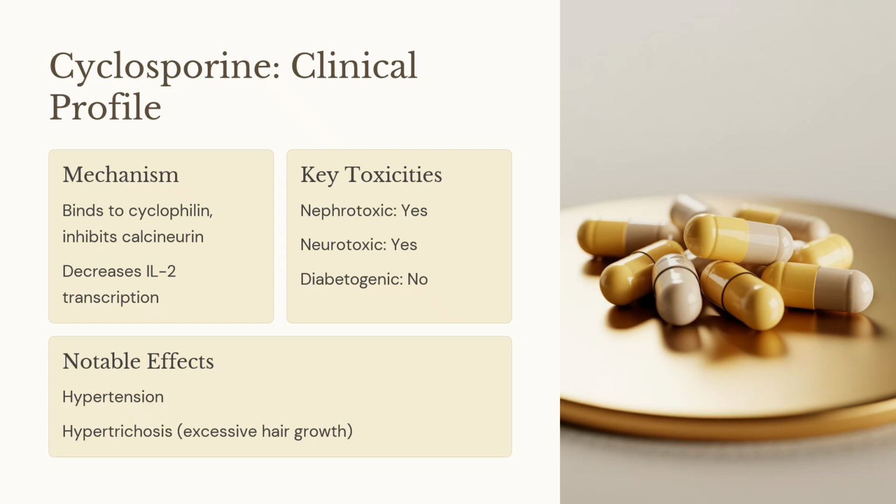Let's see how the cyclosporine acts. Cyclosporine will bind to cyclophilin. So what is a cyclophilin? A cyclophilin is a cytoplasmic protein. So what is the role of the cyclosporine cyclophilin complex? They will bind the calcineurin. Now what is calcineurin? The calcineurin is a calcium calmodulin dependent serine threonine phosphatase.